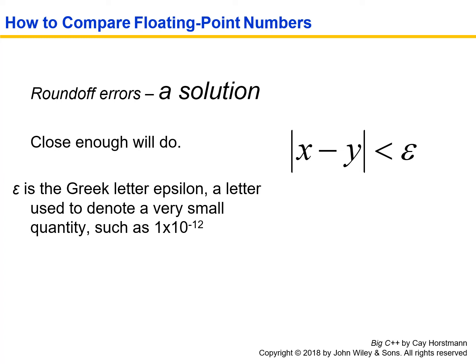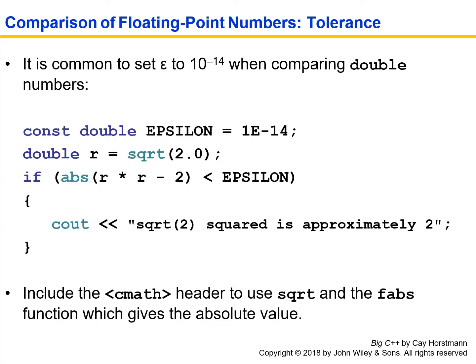The solution to round-off errors is something that engineers have known for a really long time, and that is you define a tolerance. In mathematics, we use the Greek letter epsilon for that, which just is a letter used to denote a very small quantity. I often use 1 times 10 to the negative 12 for my epsilon. Your book said it's 10 to the negative 14. It doesn't really matter unless the extra 2 decimal places of precision is important to your program. 1e-12 catches a few more values than 1e-14.